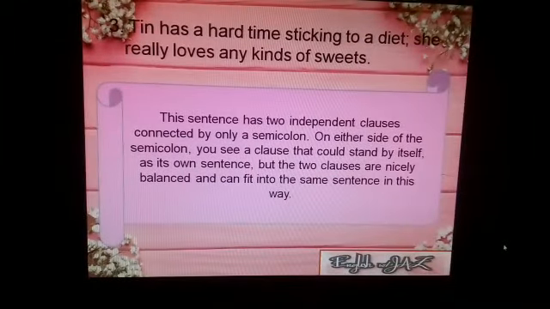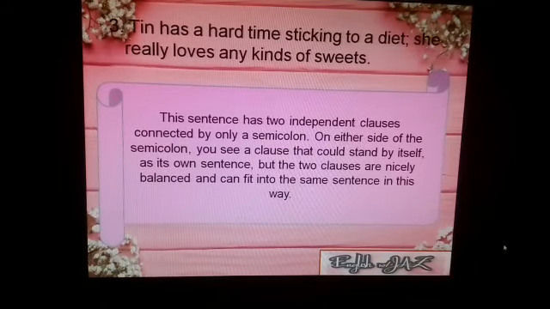The sentence has two independent clauses connected by only a semicolon. So on either side of the semicolon, you can see a clause that could stand by itself as its own sentence. But the two clauses are nicely balanced that they can fit into the same sentence in this way. So what's our first independent clause?